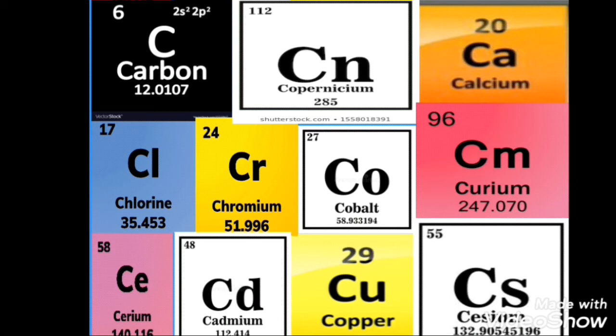Eleven elements have names and symbols beginning with the letter C. One of these, carbon, has a one-letter symbol, C. The other 10 have two-letter symbols. They are copernicium, Cn, calcium, Ca, chlorine, Cl, chromium, Cr, cobalt, Co, curium, Cm, cerium, Ce, cadmium, Cd, cesium, Cs, copper, Cu.